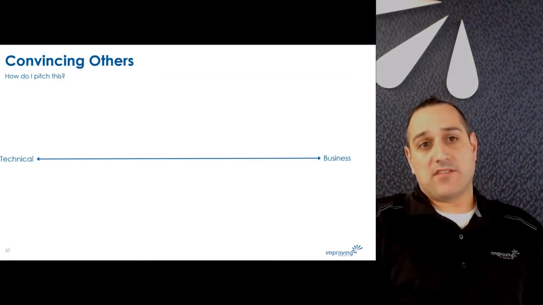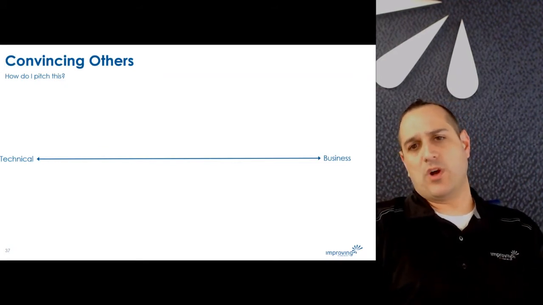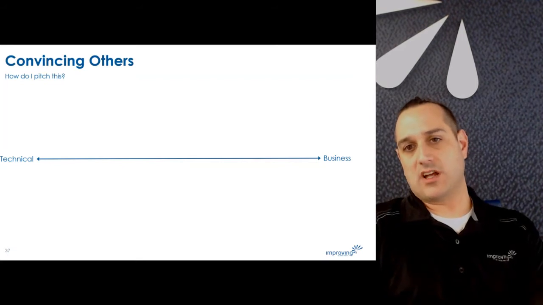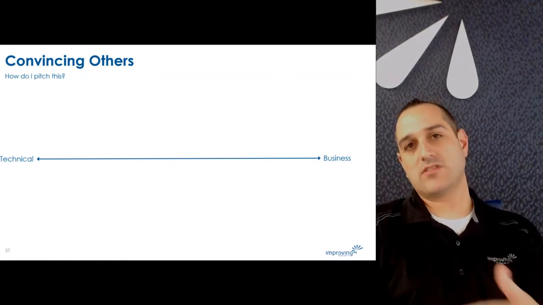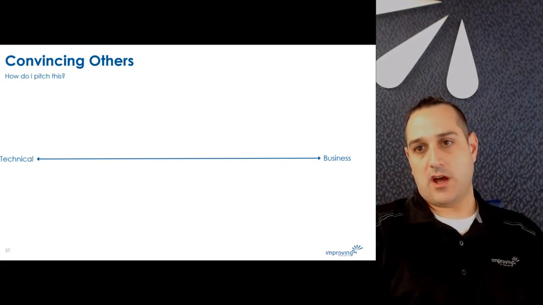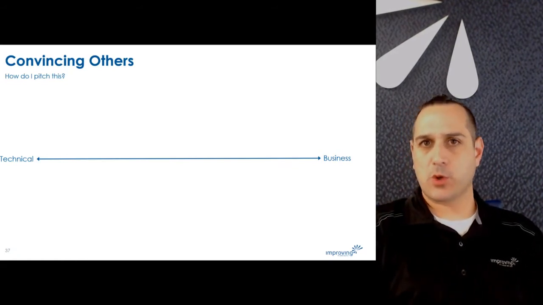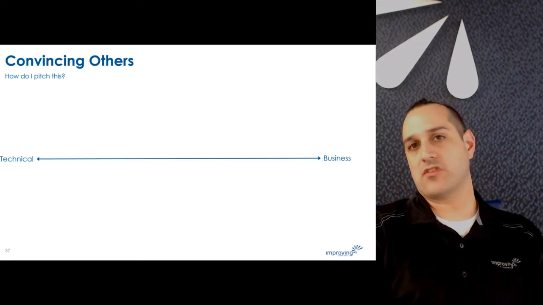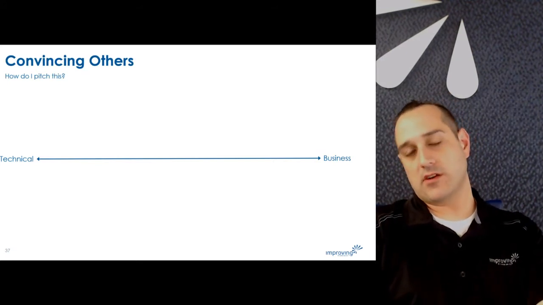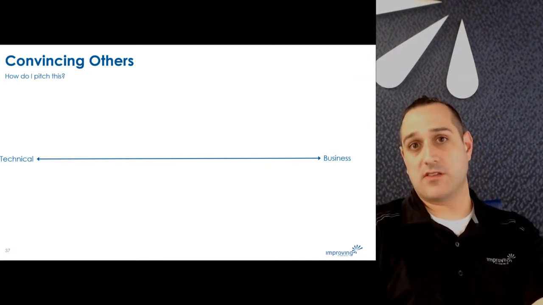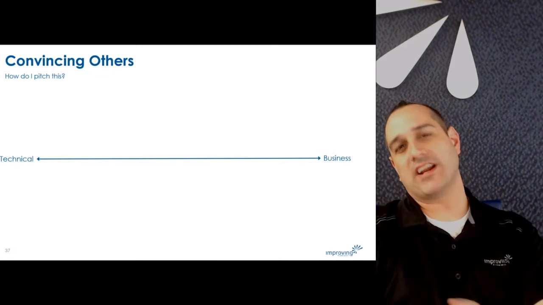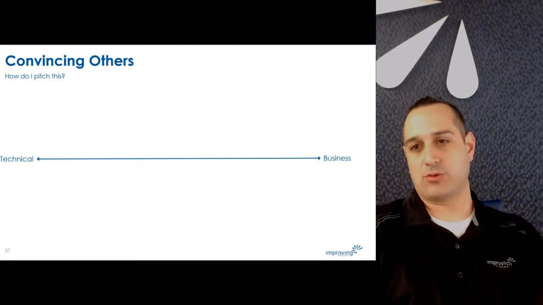So here I have a simple one-dimensional line, technical versus business. What you really want to concern yourself with is who is the person you're going to be pitching this to? What is it they're going to get out of this? And then some other questions that might not be so obvious. Why would this person say no? If you were in their chair, what is it about this that would make them say, you know what, I changed my mind. I don't think we want to go in that direction.